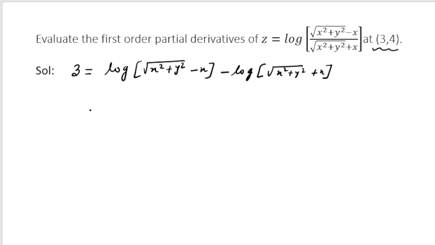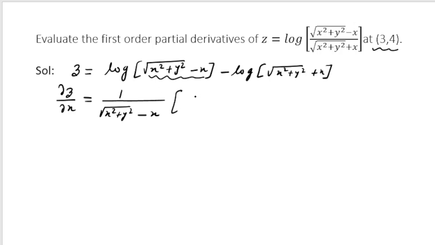plus x. So we have to find the partial derivative of the function with respect to x, del z by del x. So what I will get? The derivative of this log. You know the derivative of log is given by 1 by this thing. So it will be 1 by under root x square plus y square minus x. And then I have to differentiate this thing again with respect to x, because we are using the chain rule of differentiation. So if I differentiate this with respect to x, what will I get?